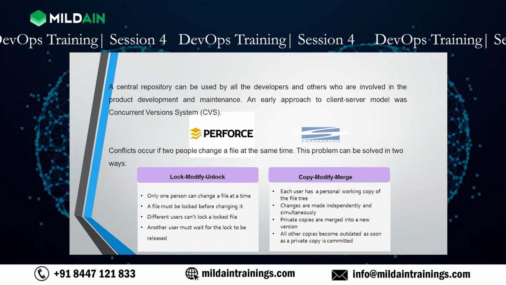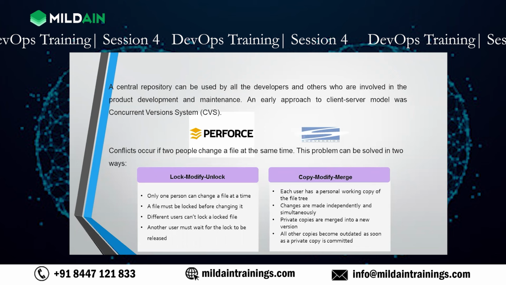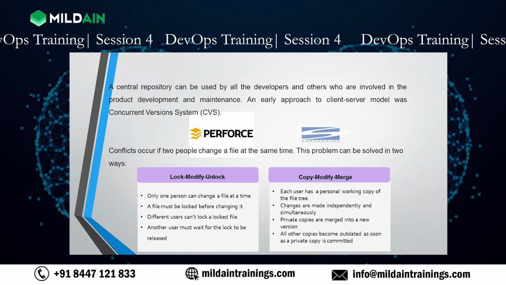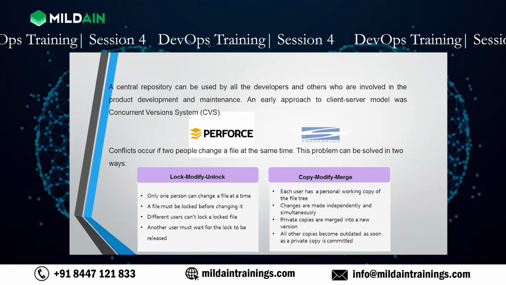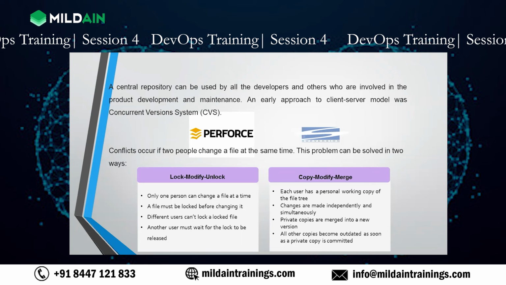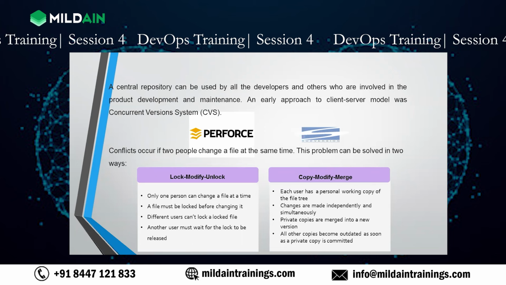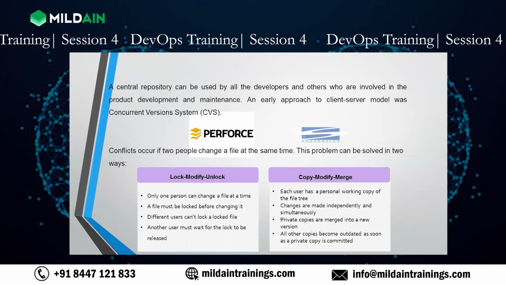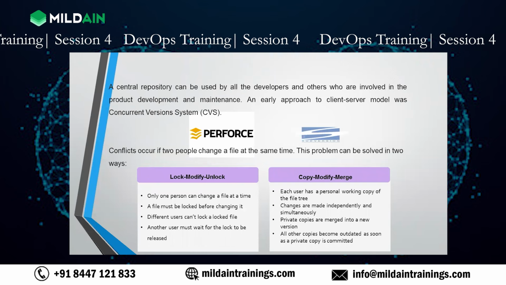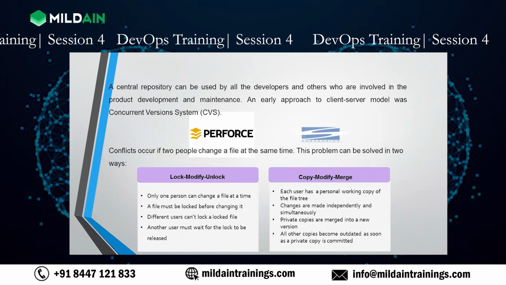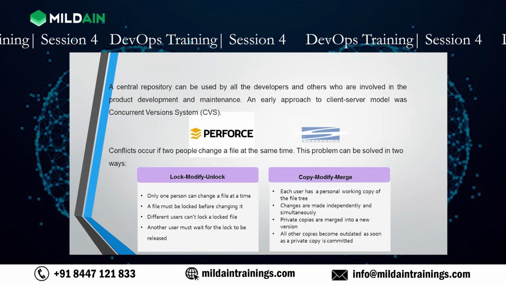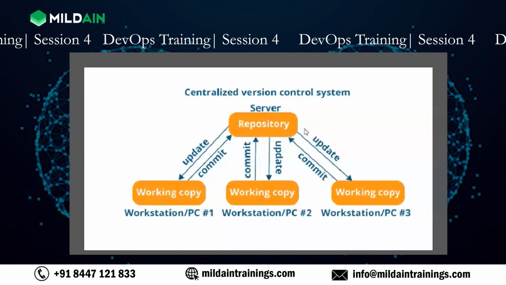The second approach is copy, modify. Each person pulls from the version system and makes a personal working copy, then makes the changes. When he pushes back to the version control system, he merges the changes. So in this way it works. The next diagram will show you how the central version control system works.